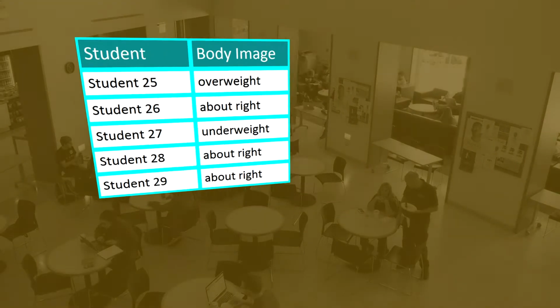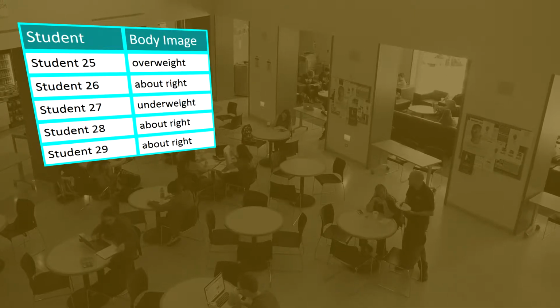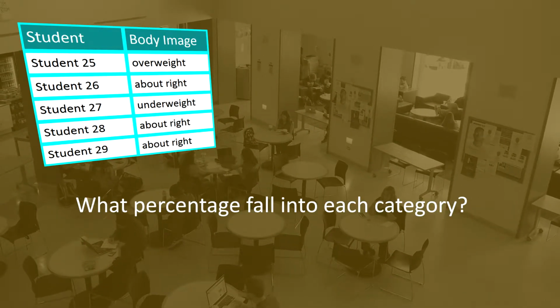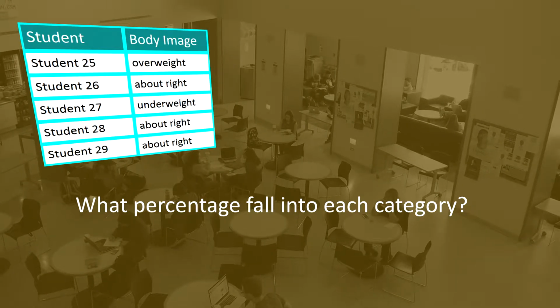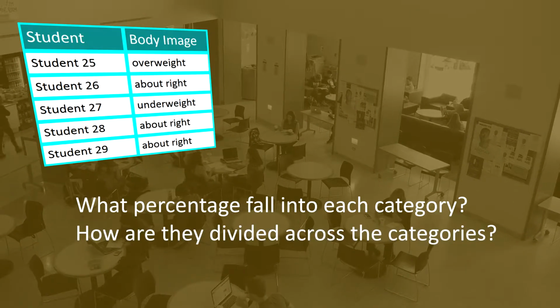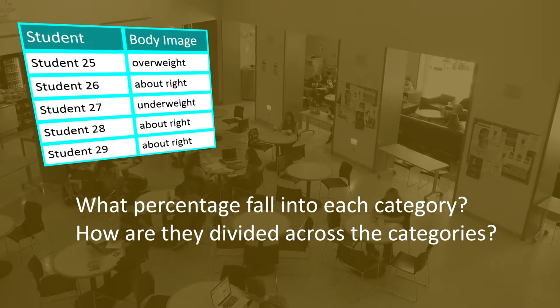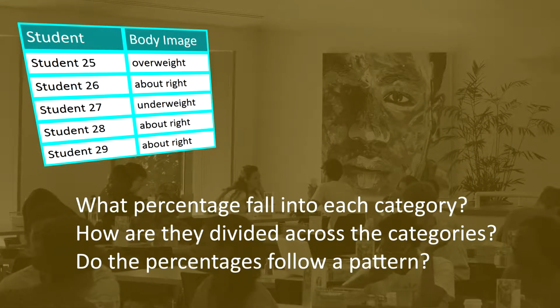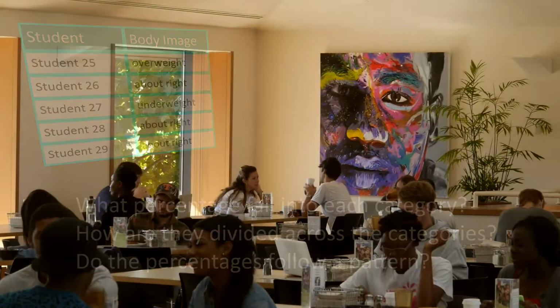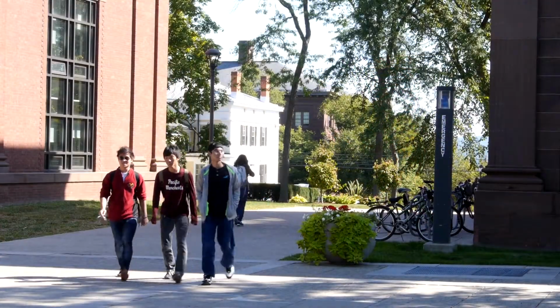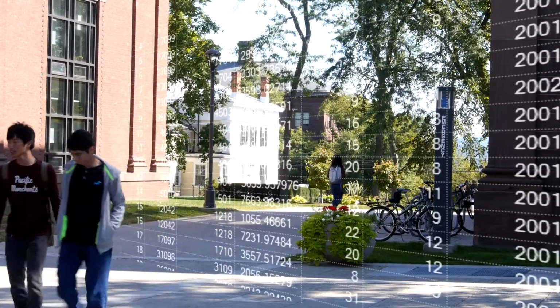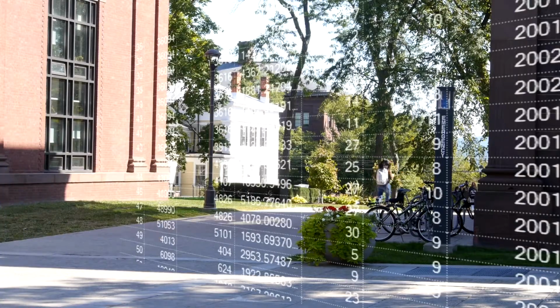Information that would be interesting to get from this data includes what percentage of the sample students fall into each category, or how are students divided across the 3 body type image categories? Are they equally divided? If not, do the percentages follow some kind of pattern? There's no way that we can answer these questions by looking at the raw data, which are in the form of a long list of 1,200 responses. That's just not very useful.